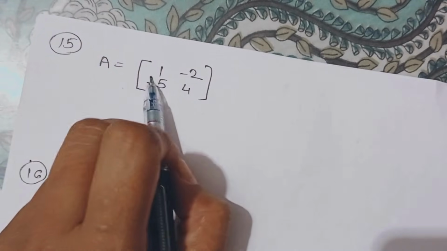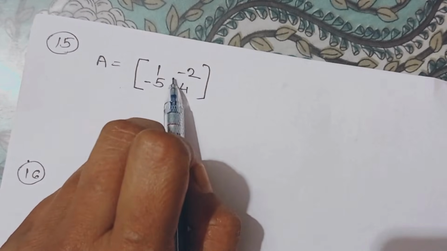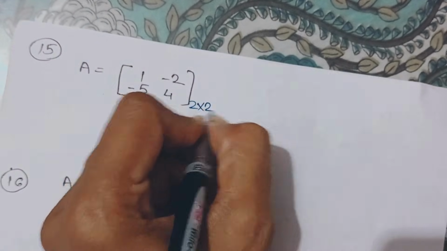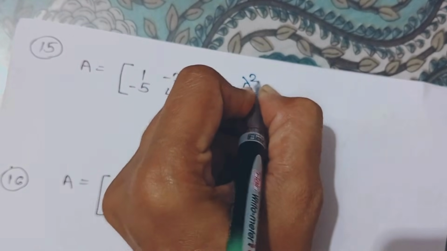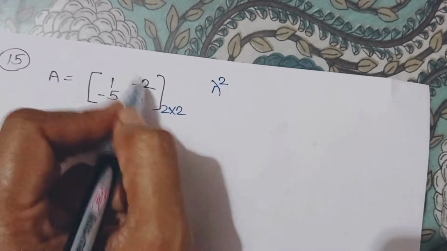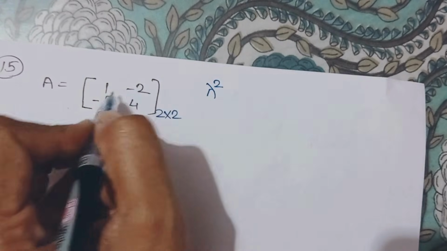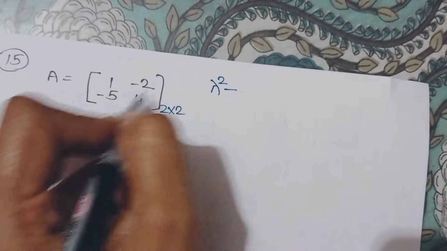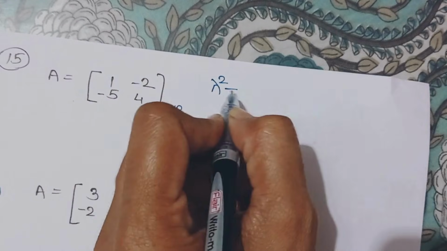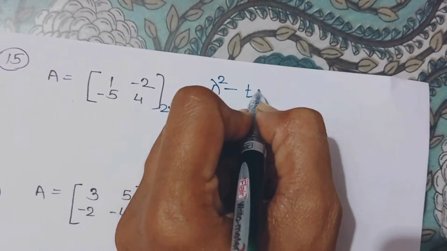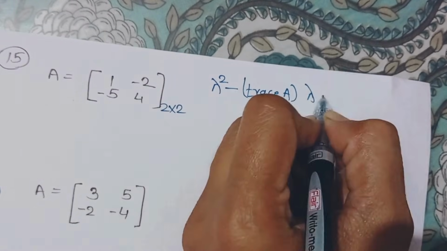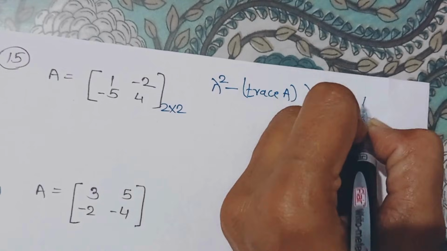Next question is, given matrix A is this one, and we have to find the eigenvalues of matrix A. For a 2 by 2 matrix, we find eigenvalues by using the characteristic equation. For a 2 by 2 matrix, the characteristic equation is lambda square minus trace of A into lambda plus determinant of A equal to 0.